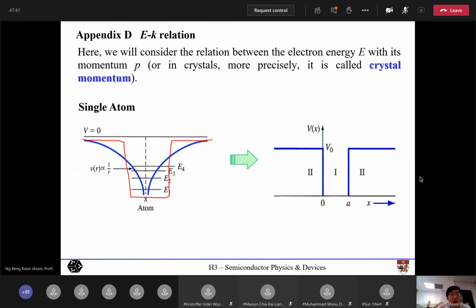Okay, and if you want to derive the E-k relation, you use this representation. The equation that we're going to use will be easier to solve. So we can actually do this approximation. If we do that, we can represent it using this approximate representation, where we define three regions.